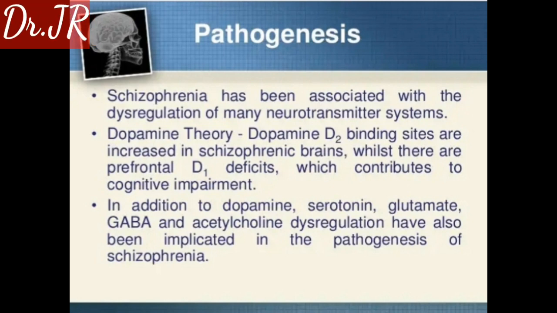Schizophrenia has been associated with dysregulation of many neurotransmitter systems. Dopamine: D2 binding sites are increased in schizophrenic brains, while there are prefrontal D1 deficits, which contribute to cognitive impairment. In addition to dopamine, serotonin, glutamate, GABA, and acetylcholine dysregulation have also been implicated in the pathogenesis of schizophrenia.